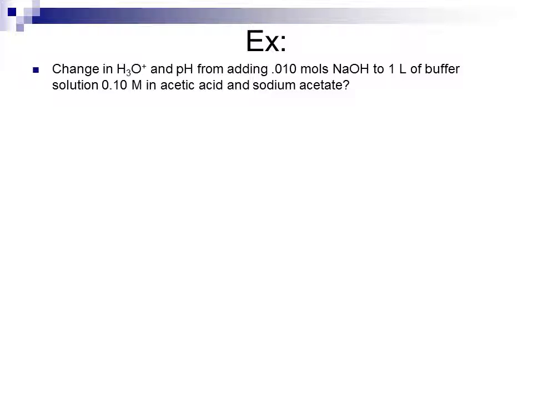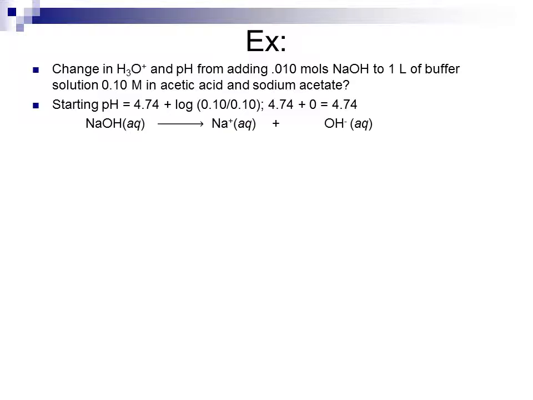So as an example, what is the change in H3O plus and the pH from adding 0.01 mole of sodium hydroxide to a 1 liter buffer solution that is 0.1 molar in both acetic acid and sodium acetate? Our starting pH is 4.74 plus the log of 0.1 over 0.1. Now, 0.1 over 0.1 is 1, and the log of 1 is 0. So anytime I have an equal amount of my acid and its conjugate base, my pH will equal the pKa.